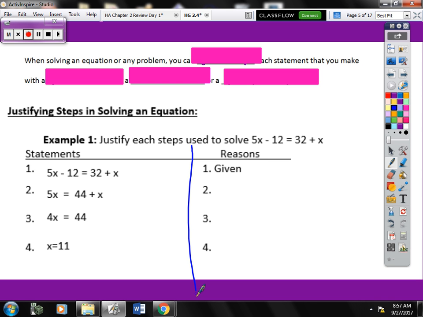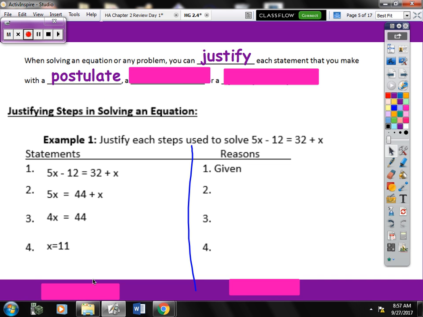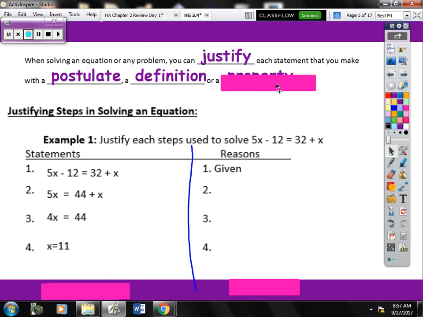And again, this is all about reasoning and justifying. So it's almost like you're a geometry lawyer, and everything that you tell me or say has to be backed up with something that we accept to be true. Okay. So today we're going to be justifying each statement that we make with a postulate, a definition, or a property. We'll also add in theorems later in the year, but we aren't there yet. Right now it's one of those three things.